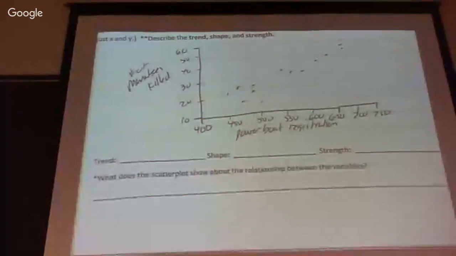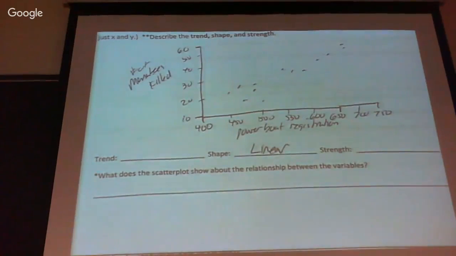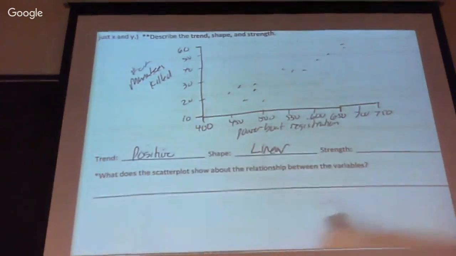Okay, let's start with shape. What shape do you think it is? Linear, right? Pretty much all we've really focused on is linear. Trend or direction, what is that? Positive. And that's pretty much tied to what it's asking here.